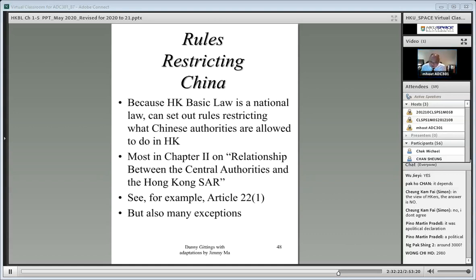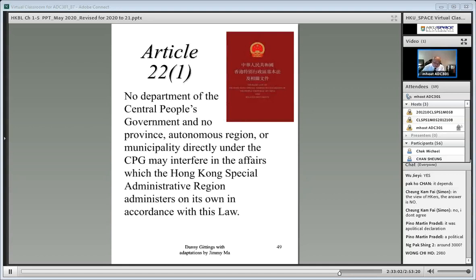Any formal relationship has to be backed up by provisions of the Basic Law in Chapter 2. For example, Article 22(1), which concerns Chinese people from other parts of China coming to Hong Kong, requires the authorities in China to approve it. And there are also other exceptions. We shan't go into those.